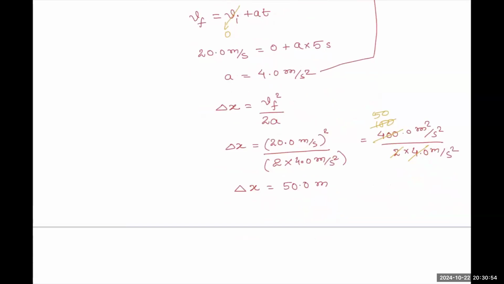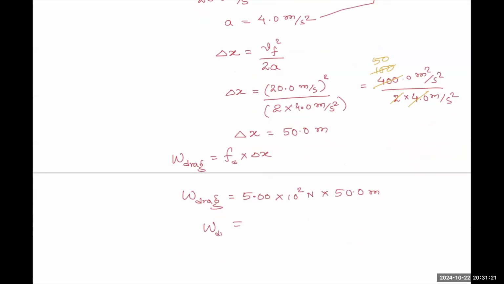So that means my work done due to drag force is Ft times delta x. So W drag, what is my force due to drag? 5.00 times 10 to the power 2 Newton times 50.0 meter. So my drag energy is what? 2.50 times 10 to the power 4 joule, right?